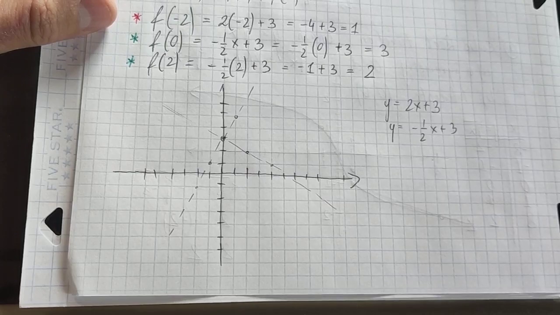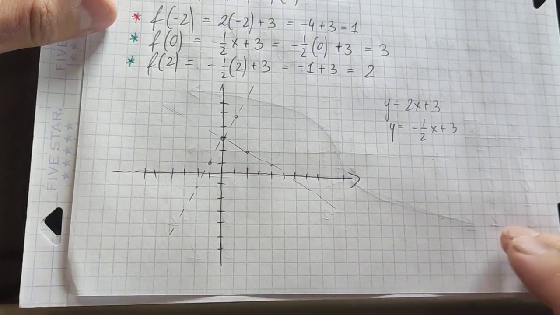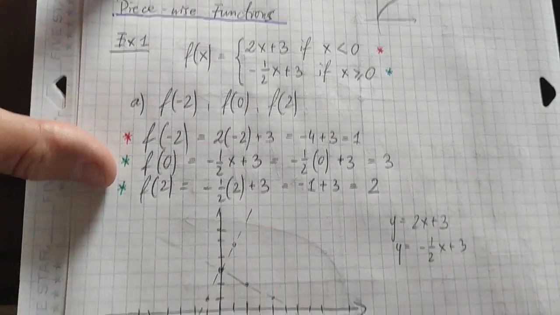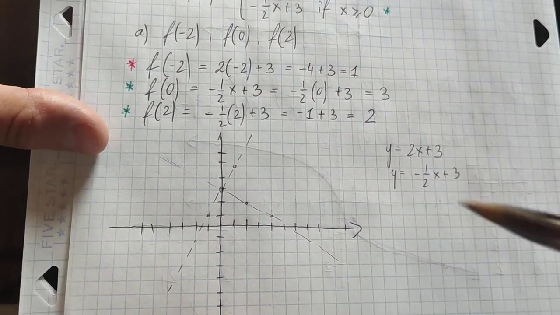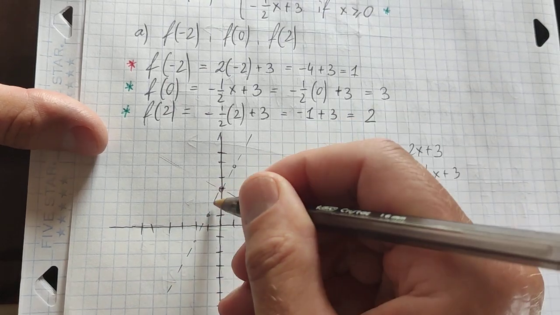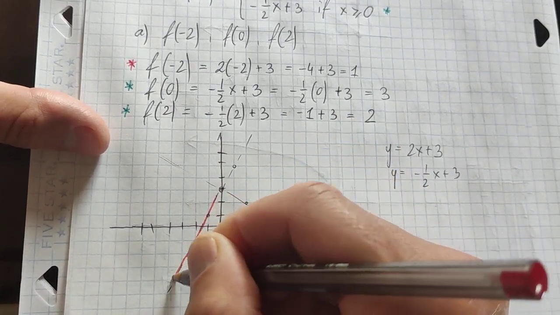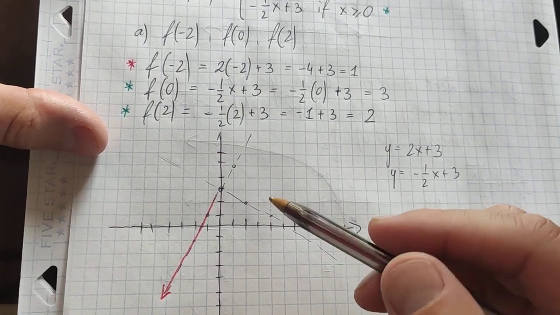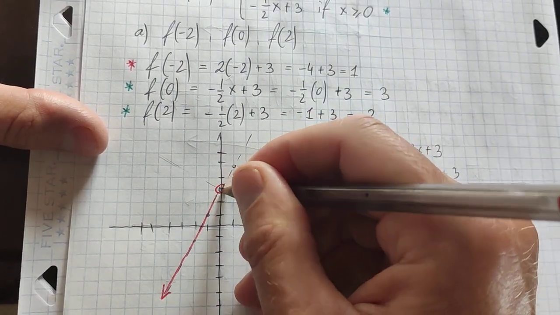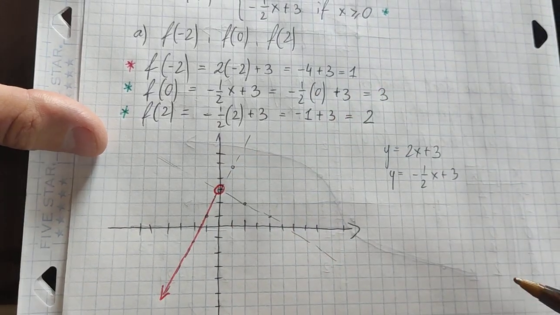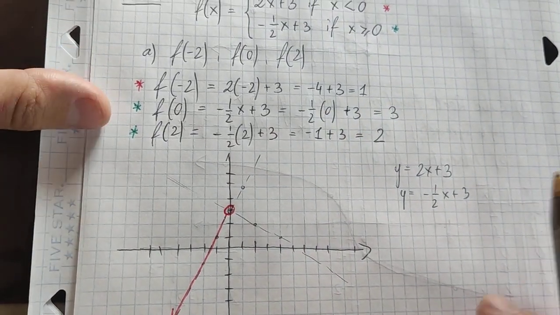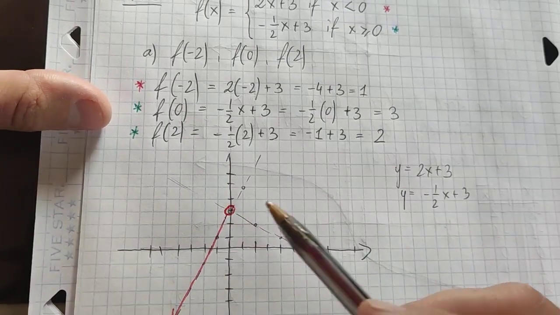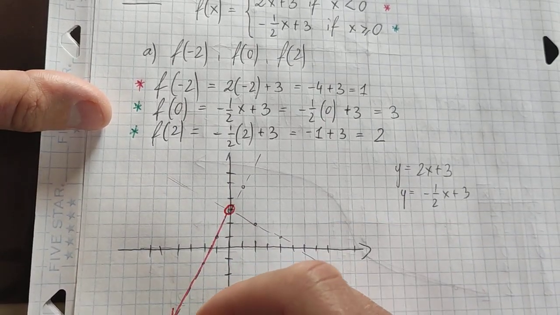So now I need to think about these conditions. Okay, so the first function is for x's that are less than 0. So those x's, right? So this is my red function, red graph, and x less than 0. So I need to exclude this. So you see I put an open circle for x equals 0. Okay, so that 0 doesn't belong to the first function. So this one is y equals 2x plus 3.